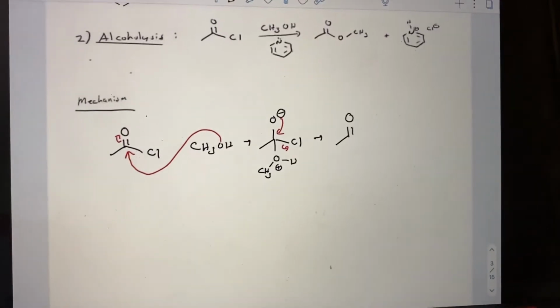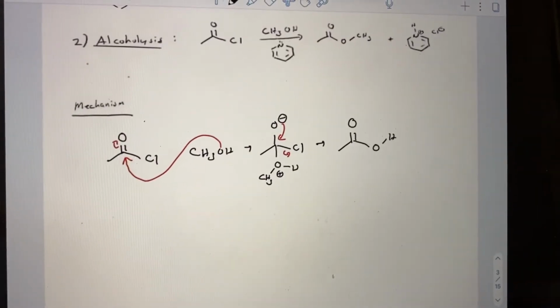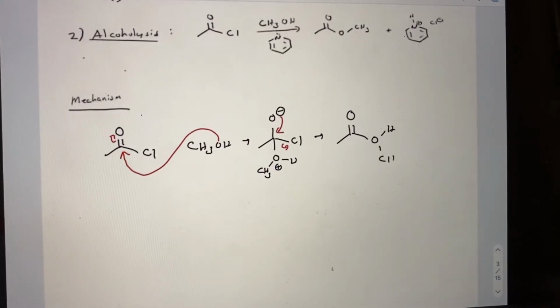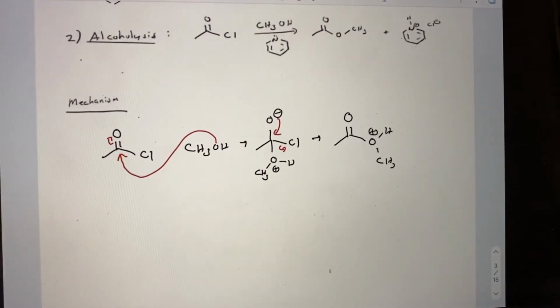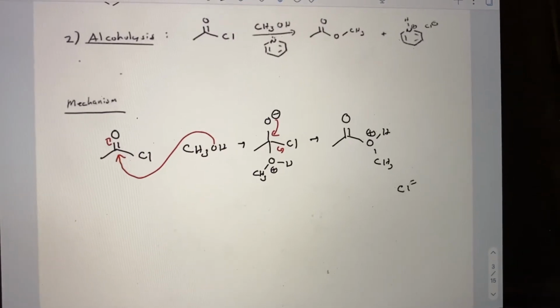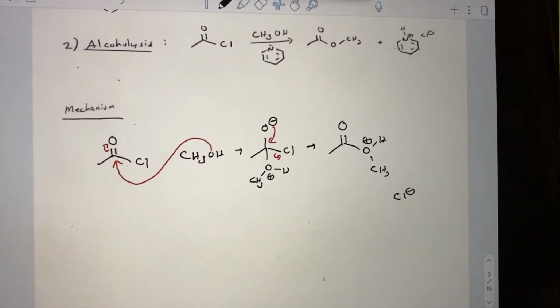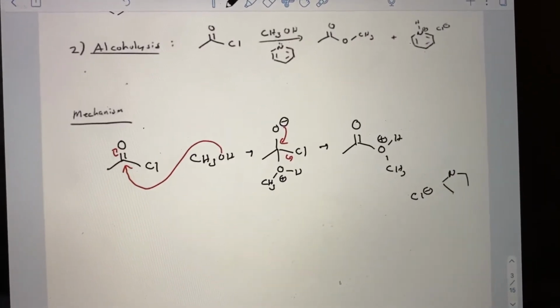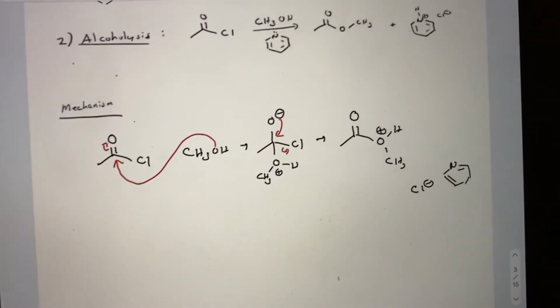So reforming our carbonyl. This is fine. We have this species, and we have chloride around. And now, if we have pyridine also present in this reaction, so let's just have the pyridine pull the proton off.